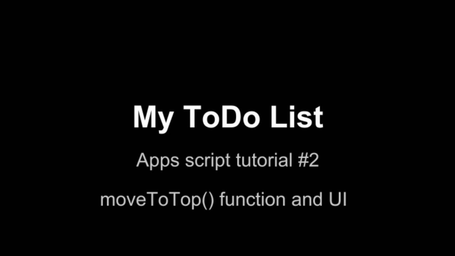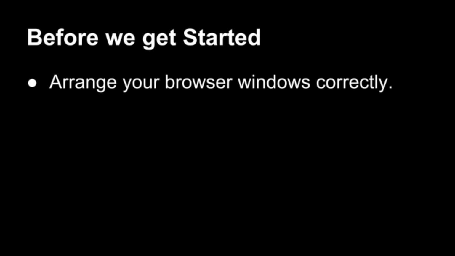Hello and welcome to the second MyTo Do List app script tutorial video. In this video we'll be making a function called move to top and a UI to put the function in. Before you get started, make sure to arrange your browser windows in the same way that you did in the first video.